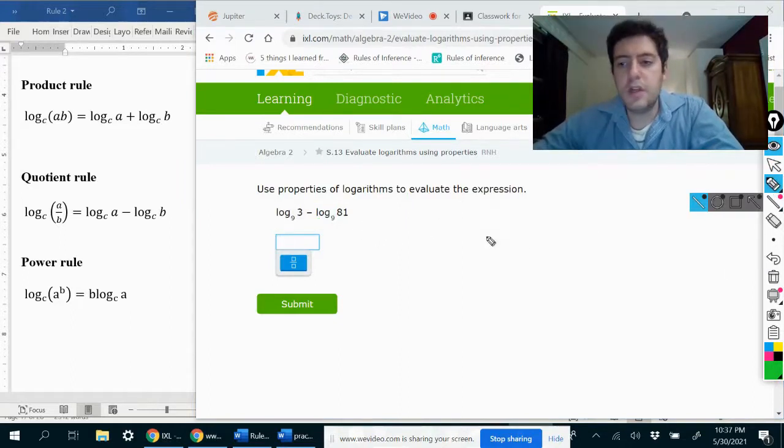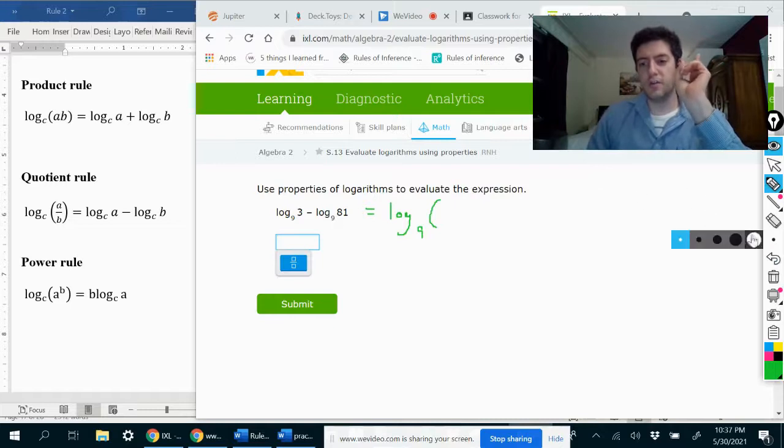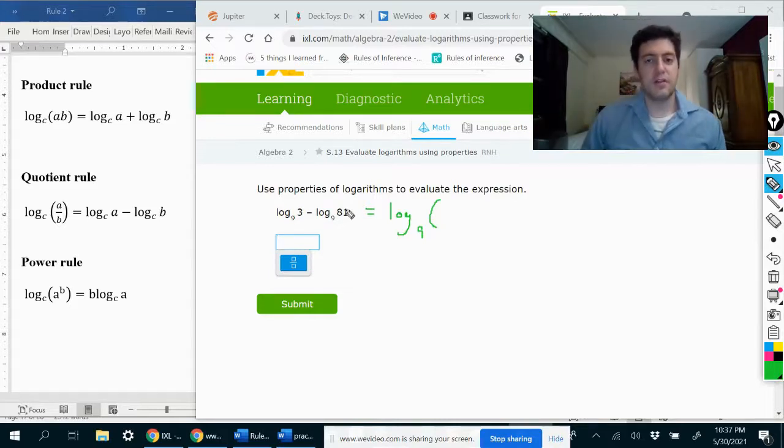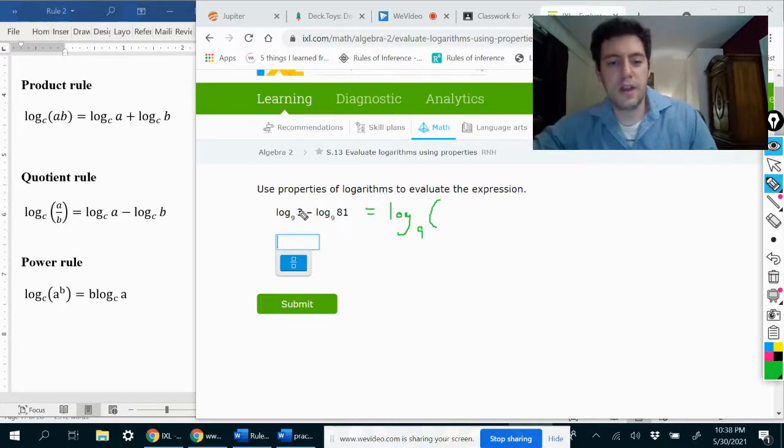All right, good. So over here, we see subtraction, so we're going to use a quotient rule. So this would be the log base 9 of, now you got to be careful here. Here's where you're going to make your mistake for this one. You're going to do 81 divided by 3 instead of 3 divided by 81. The order does matter. Subtraction and division, they are not commutative like addition and multiplication. So we have to do 3 divided by 81. Okay, it would be wrong to do it the other way around.